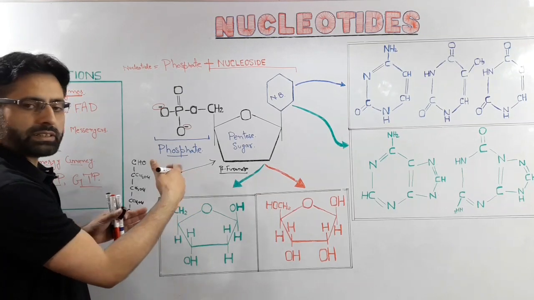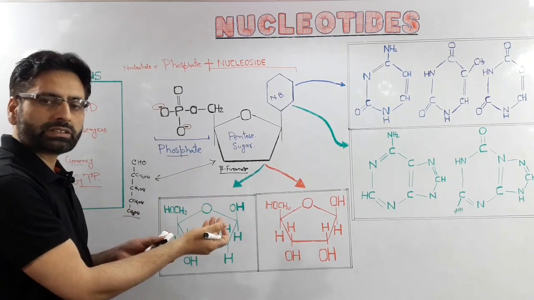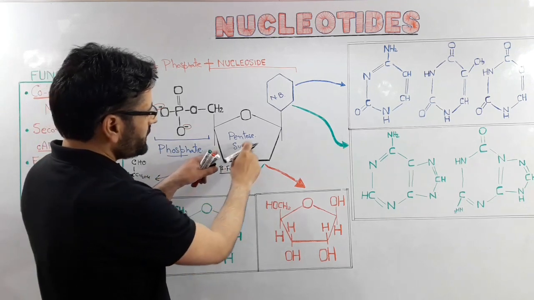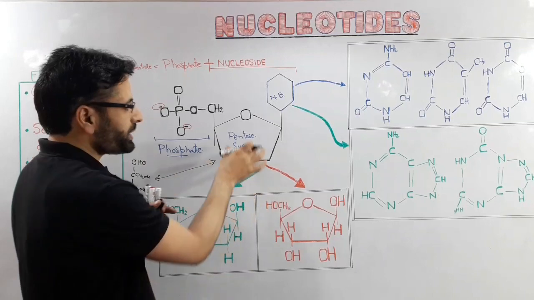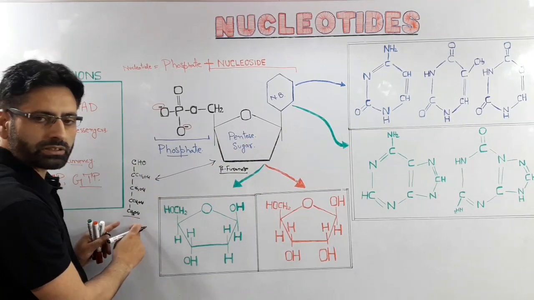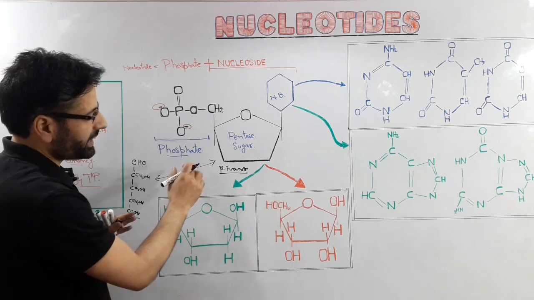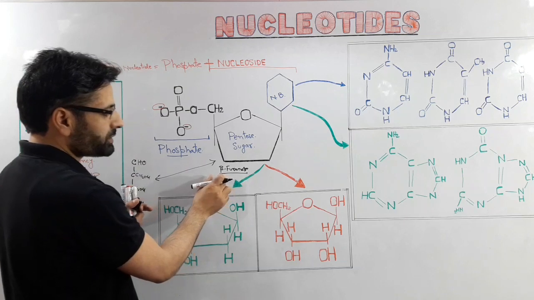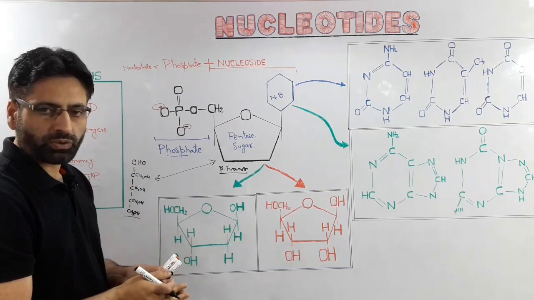But this is in the mixture outside the nucleic acid. When present in the nucleic acid, this pentose sugar is always present in this ring structure. It is not present in this open chain form. So we can say that the pentose sugar present in this nucleotide is always present in this furanose form.